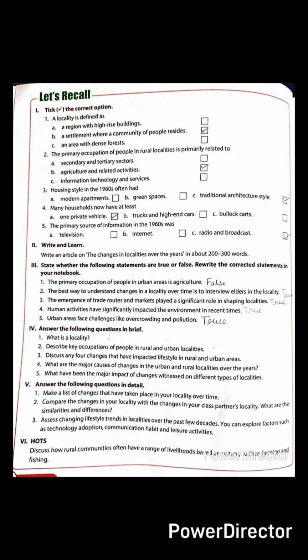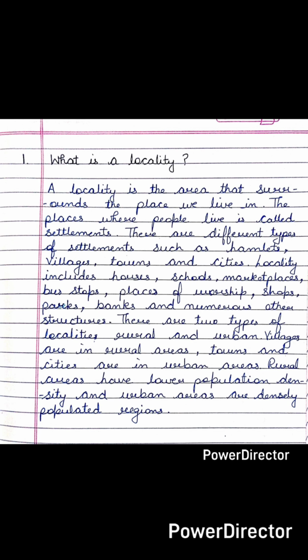Question number 1. What is a locality? Answer. A locality is the area that surrounds the place we live in. The places where people live are called settlements. There are different types of settlements such as hamlets, villages, towns, and cities. Locality includes houses, schools, marketplaces, bus stops, places of worship, shops, parks, banks, and numerous other structures.